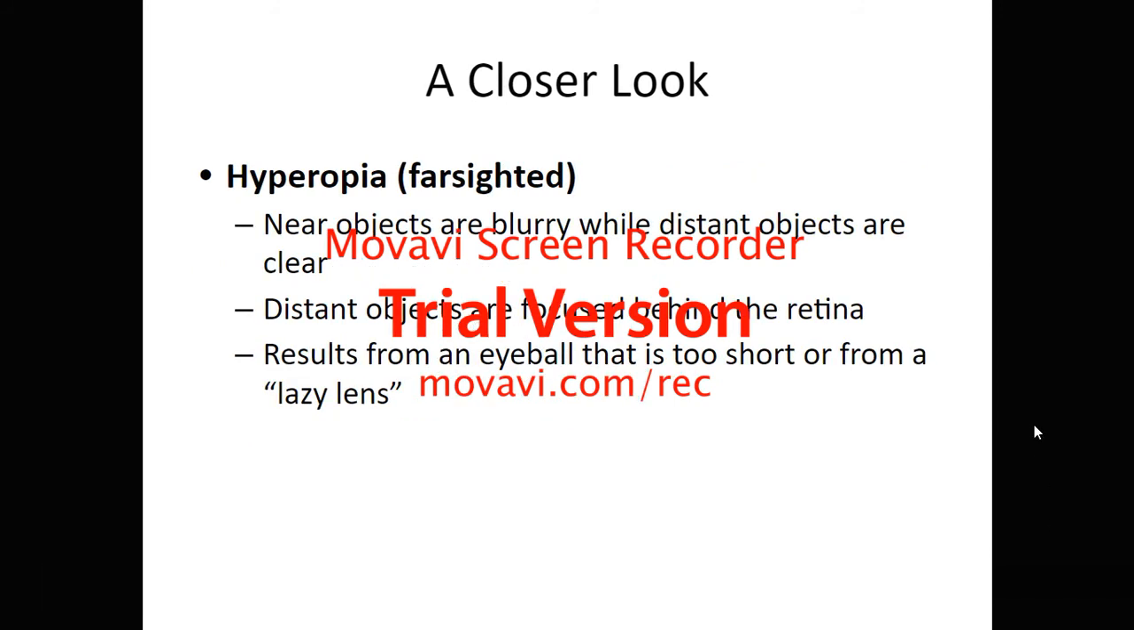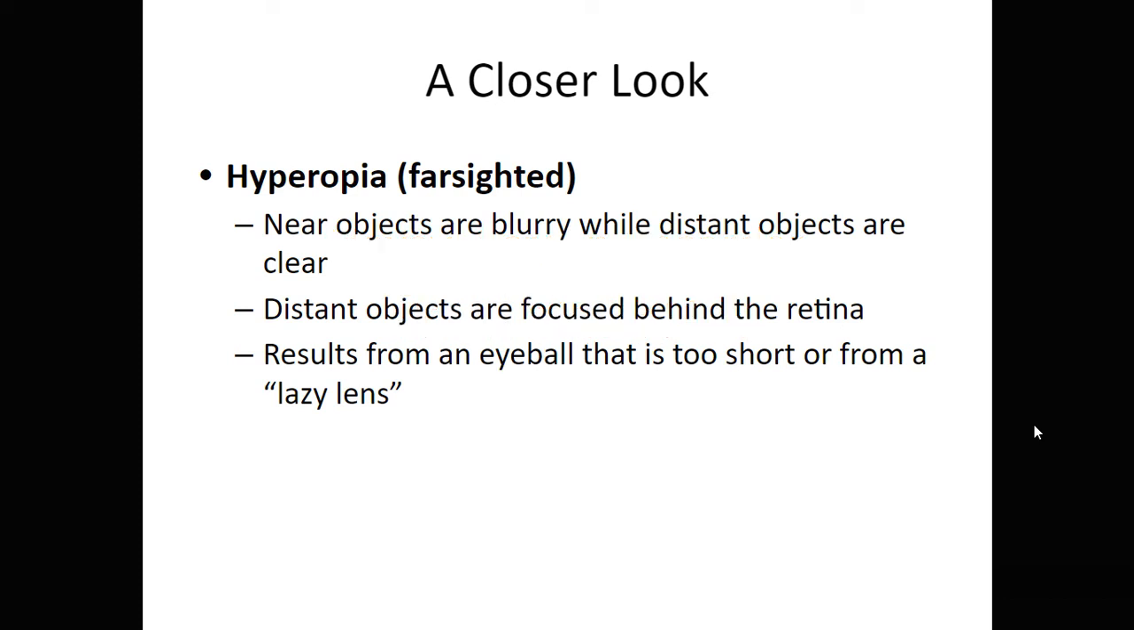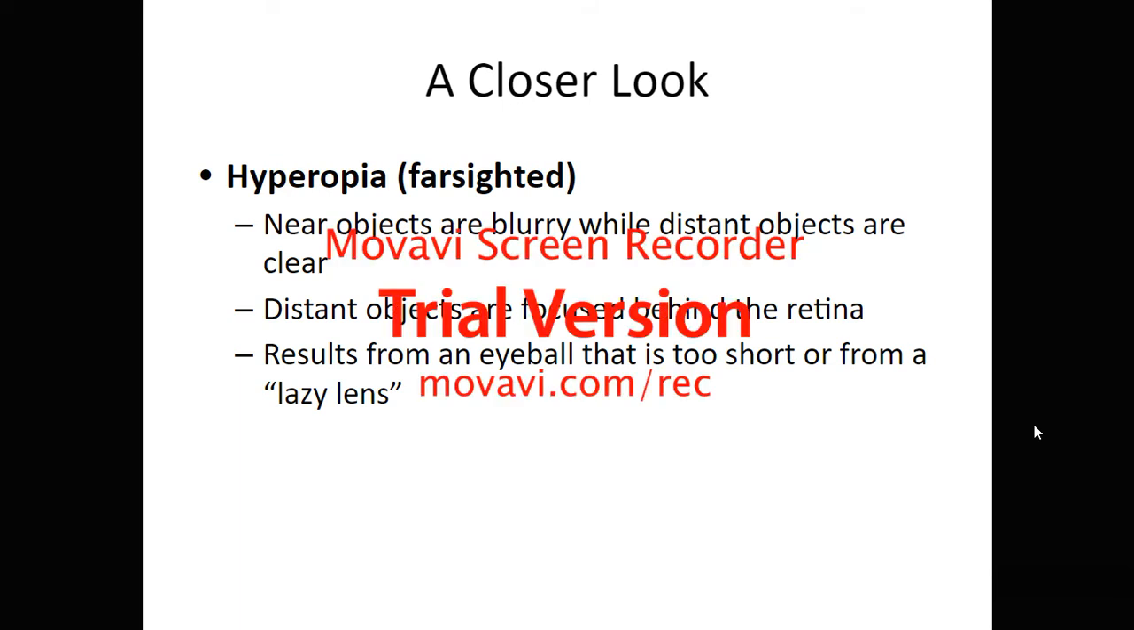And if the light from the objects focuses behind the retina, you have what's called farsighted, hyperopia, and then near objects are blurry while distant objects are clear. And essentially, this could result from an eyeball that is too short or from a lazy lens.